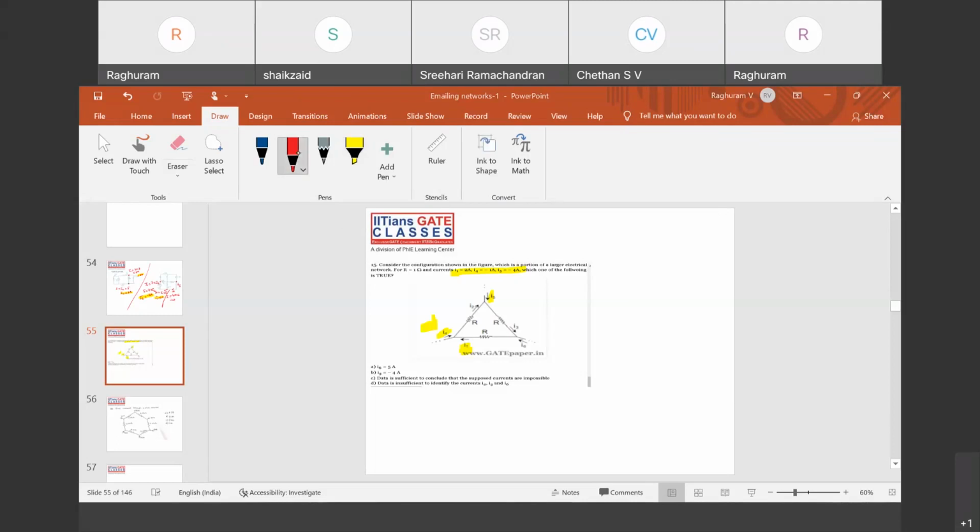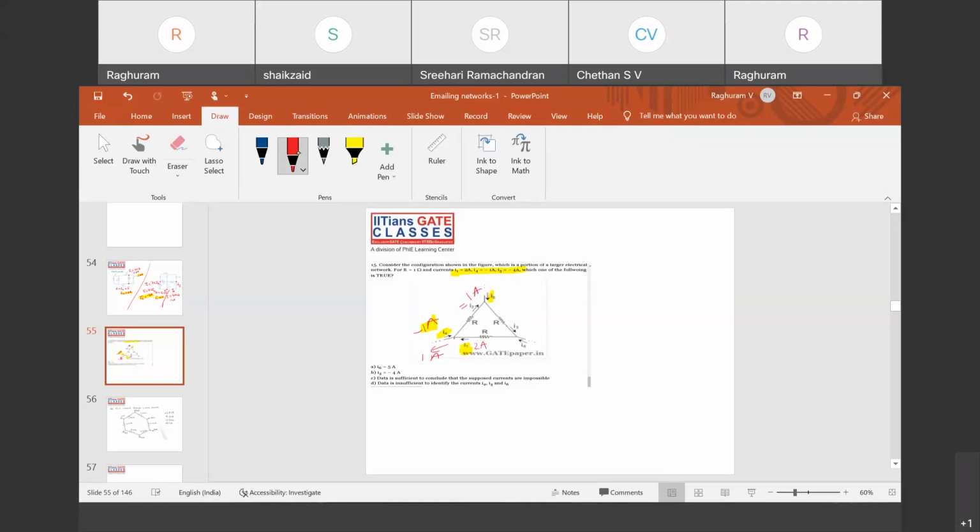See, this I4 is given as minus 1 ampere. I1 is given as 2 amperes. So can you find I2? See, 2 amps is coming this way, minus 1 amp is going this way. That means 1 amp is going here. So 2 amps is coming here, 1 amp is going here. So I2 will be 1 ampere.